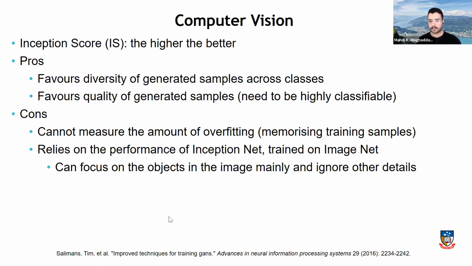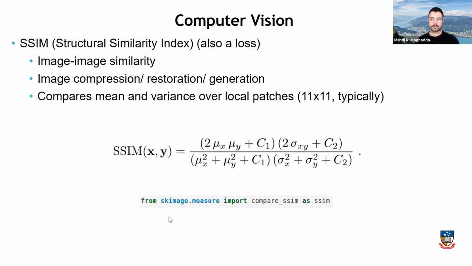The other thing is that it relies on the performance of the inception net. As I mentioned, you are relying on the inception net that is trained on ImageNet doing a good job. And it's a network that is trained for image classification. It might focus on specific targets in the image, for example, the objects to classify for a specific class. And it might ignore other things that are going on in the background of the image. So it does not really send you a clear message about those qualities in the image.